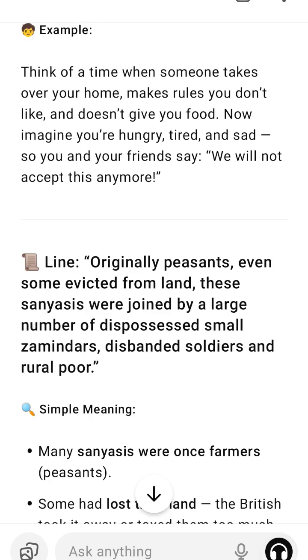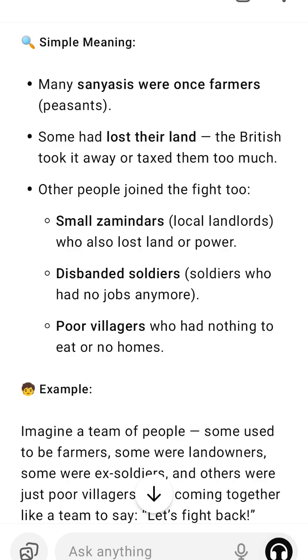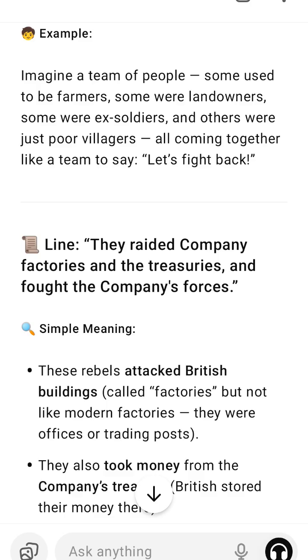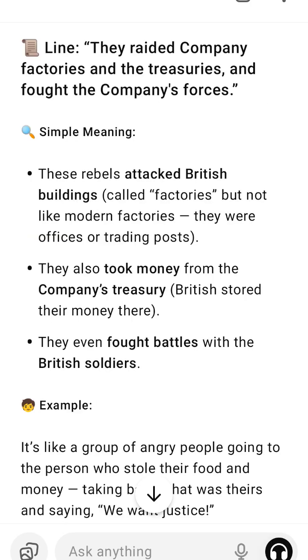that happened in Bengal and eastern India from 1763 to 1800. It was a strong and early protest against British rule in India. When did it happen? From 1763 to 1800, almost 37 years of small and big revolts.